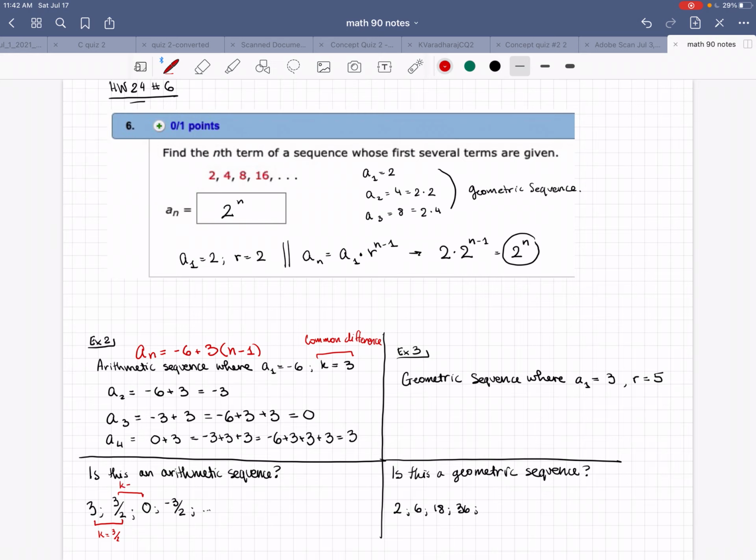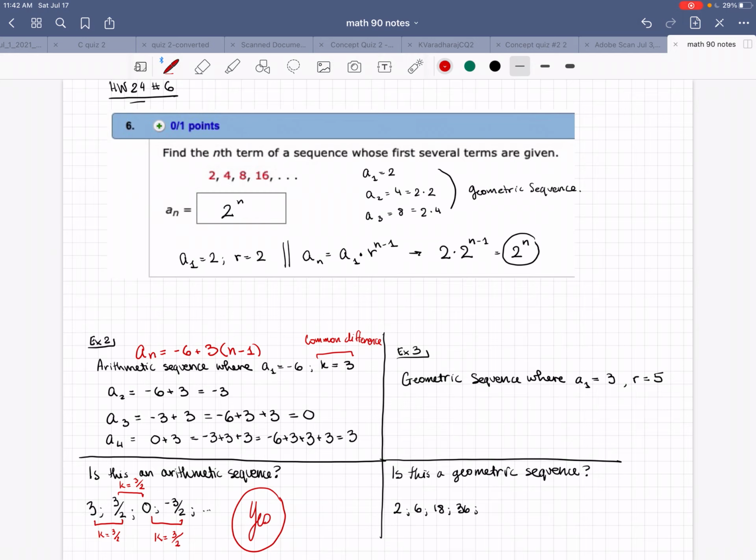How about this one? To get from 3/2 to 0, well, that looks good so far. We would subtract 3/2 from 3/2 to get 0. And then the last pair that we have here is 0 to negative 3/2. Sure enough, once again, if we subtract 3/2 from 0, we get negative 3/2. So the answer here is yes, this is an arithmetic sequence.